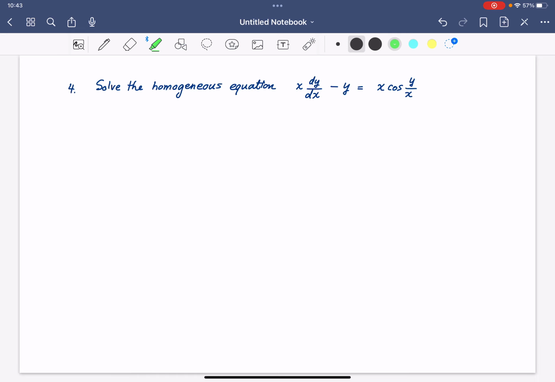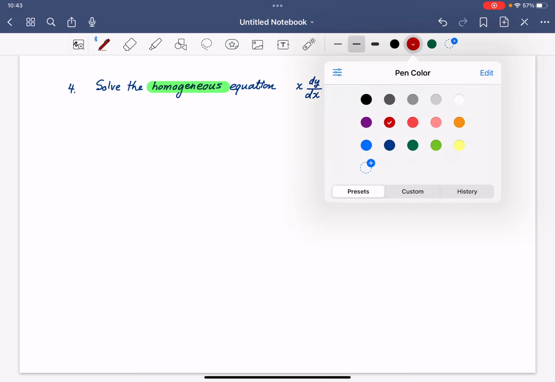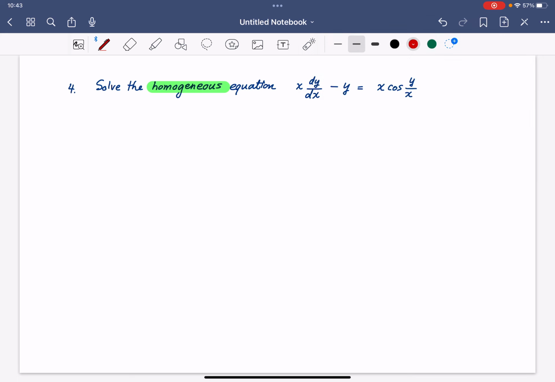So for the homogeneous equation here, x times dy by dx minus y equals x times cosine of y over x. What is this? I tell you immediately that this is a homogeneous equation. So basically you just need to simplify first until you get M and N, and then you do the homogeneous differential equation. So first of all, we're gonna start by moving y to the right hand side. So I have x dy by dx equal to x cosine y over x plus y. Right? I move y to the right hand side.